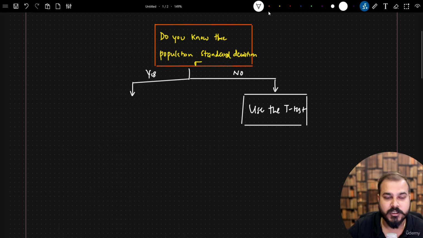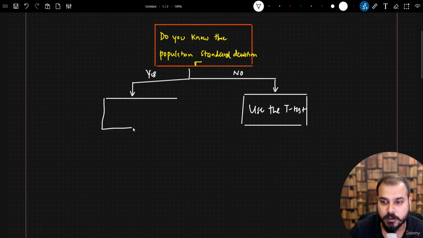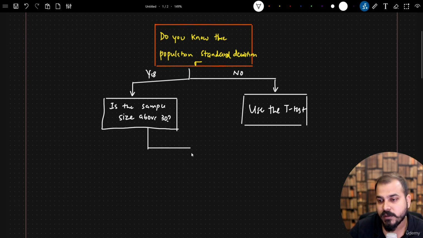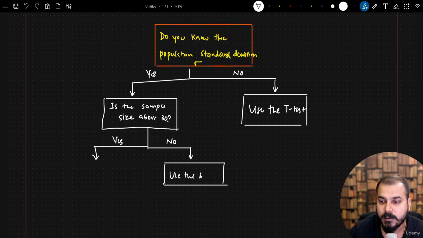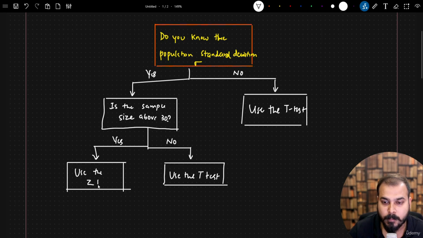If it is yes, if you know your population standard deviation, then ask the question: is the sample size above 30? Again, two scenarios, one is no and one is yes. If it is no, definitely use the t-test. Again, use the t-test. And if it is yes, use the z-test. This is just what you really need to follow.